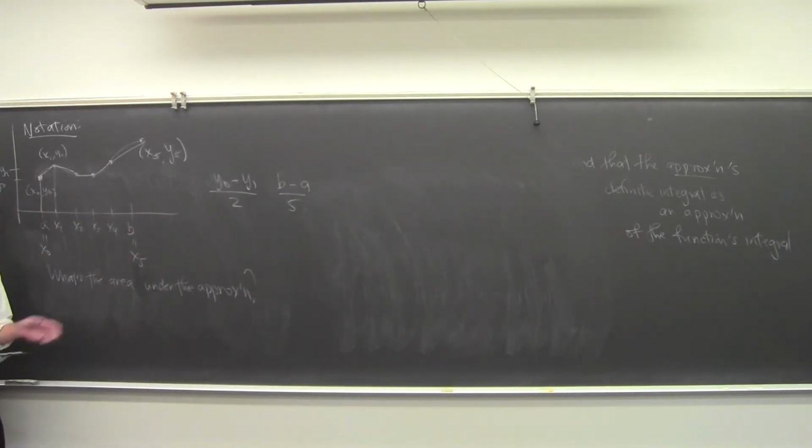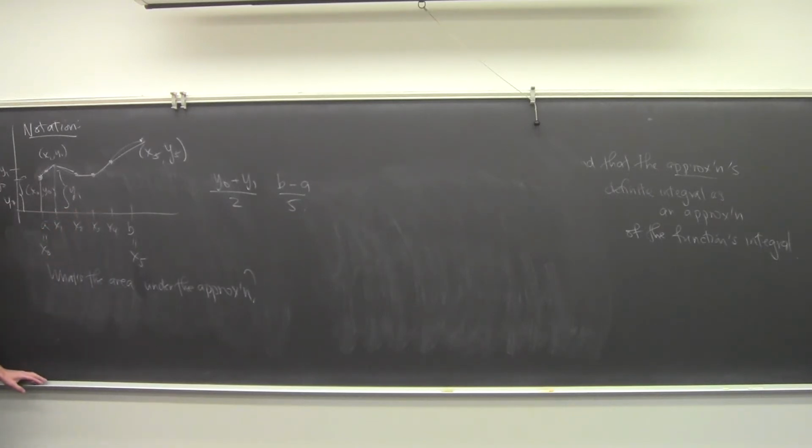Right. Why does that make sense? Well, because you take the average height, right? You take the average height from here to here. The height here is y0. The height here is y1, right? This height is y0. This height is y1. And so what's the area? Well, it's going to be the average height, y0 plus y1 over 2, times the width of the base, which is b minus a over n.